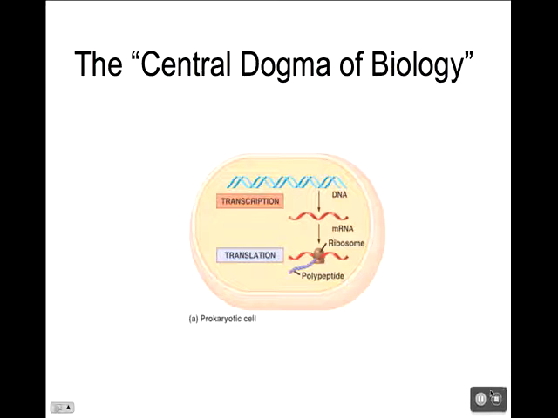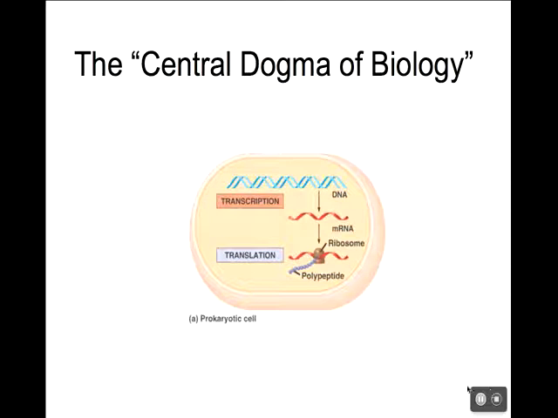The central dogma of biology. I always feel like there should be a fanfare playing when I say the central dogma of biology. The central dogma of biology is really just an explanation of how proteins are made using the information that we find in DNA. So in the last lecture we talked about DNA and DNA replication. This time we're going to talk about how we use that information in order to synthesize proteins.